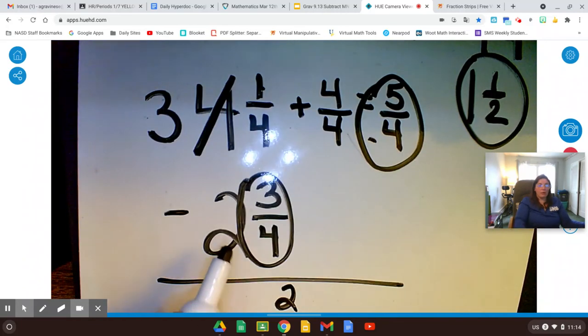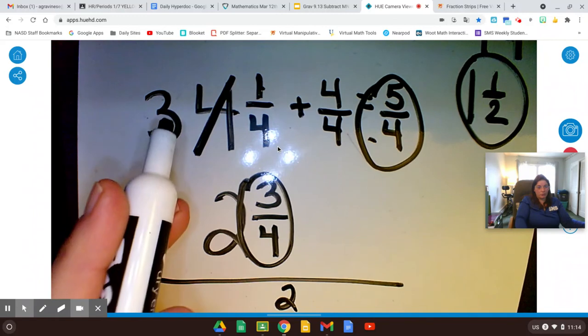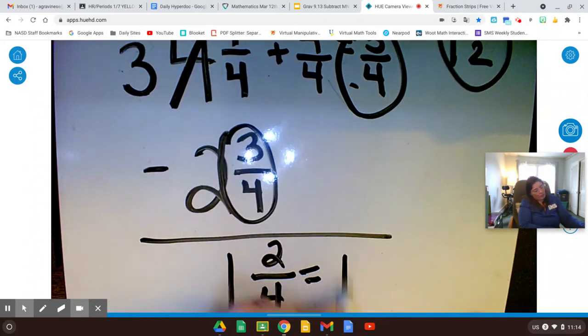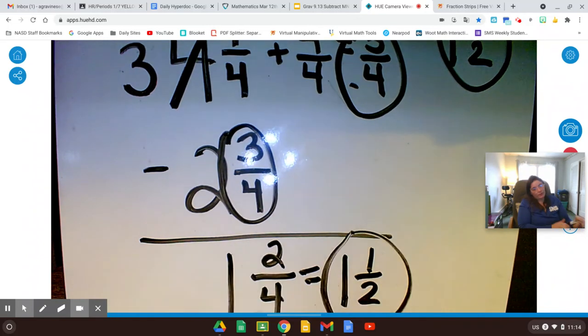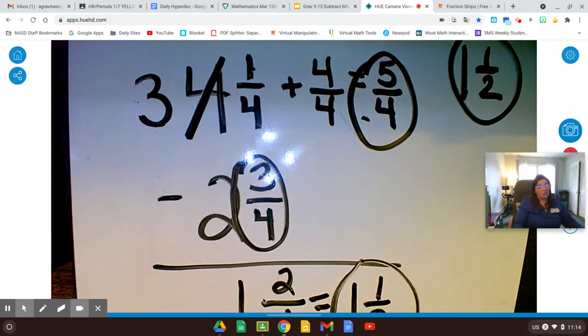And now let's take away our 2 wholes. Don't forget to do your wholes. And we're left with 1 and 2/4, because 3 minus 2 equals 1. And then, of course, remember we simplified that to 1/2. I suggest in the beginning using the fraction tiles if this is confusing, because this can be really confusing for a lot of students. Okay, that's why it's the last lesson in the chapter. Again, if you have to make common denominators, it gets even more complicated.